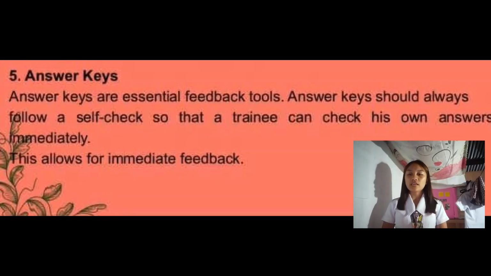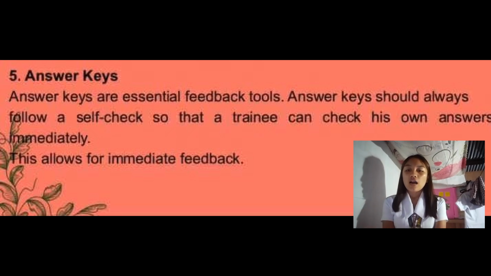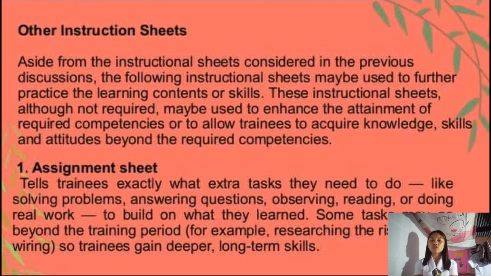Number 5 is answer key. Answer keys are essential feedback tools. An answer key should always follow a self-check so that the trainee can check his own answer immediately. So this allows for immediate feedback. The answer key provides the correct answer to self-check questions. It allows trainees to check their own work right away, which gives immediate feedback and helps them correct mistakes on the spot.